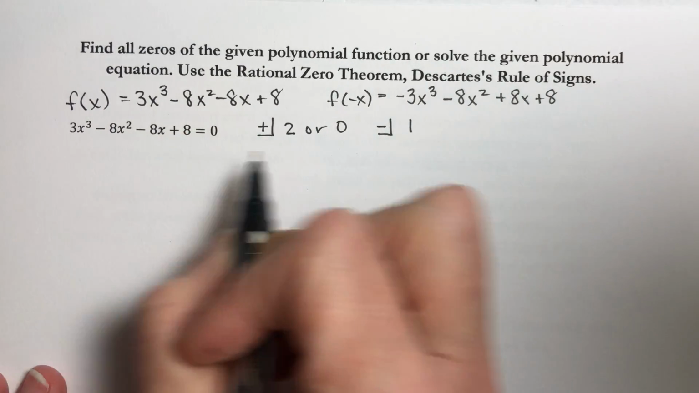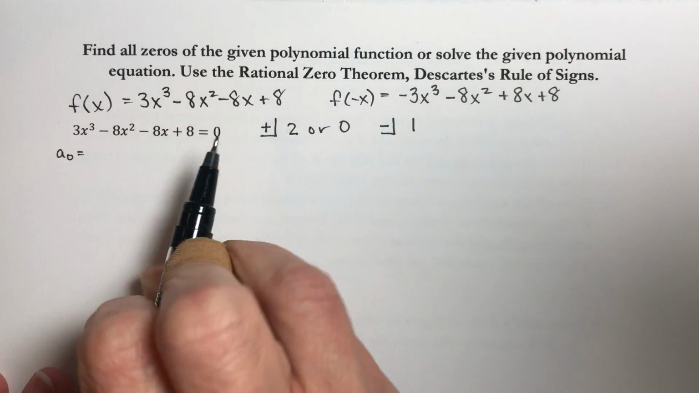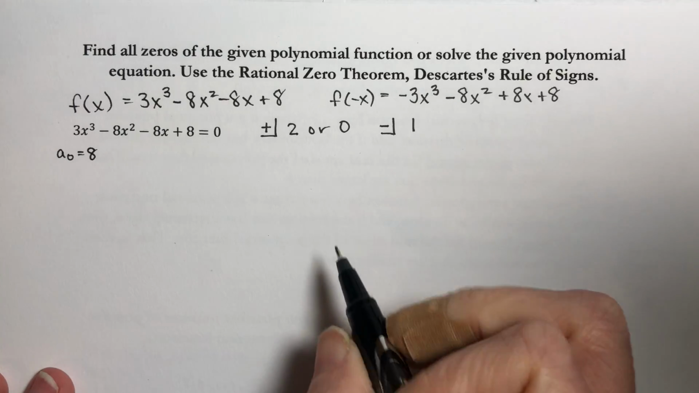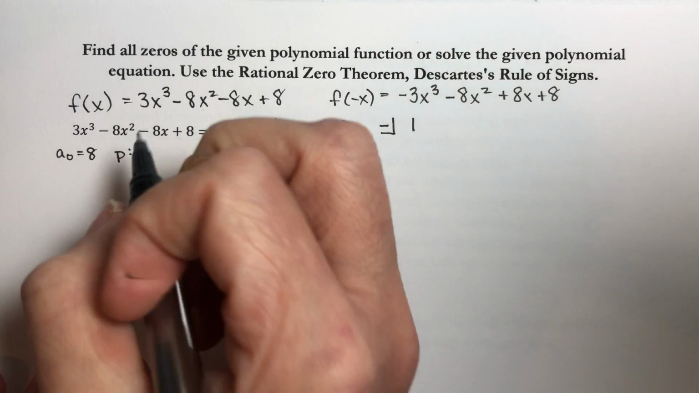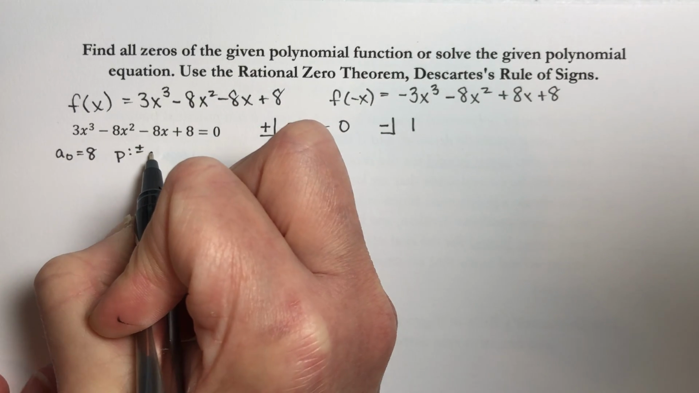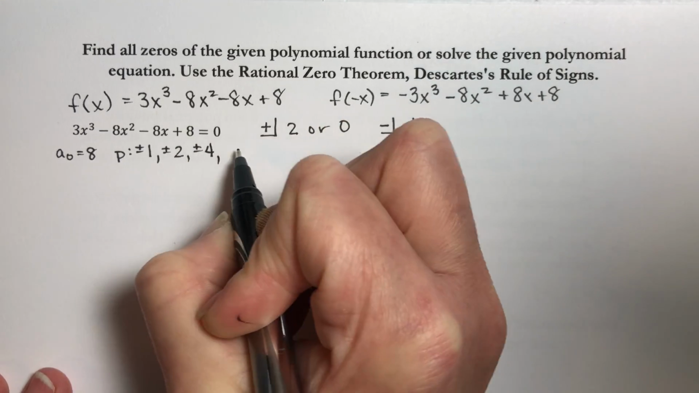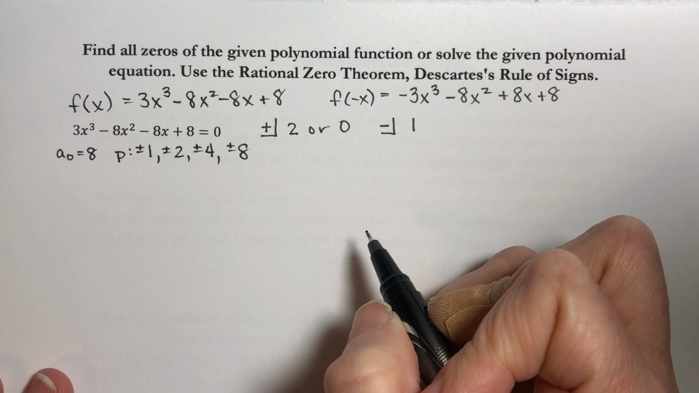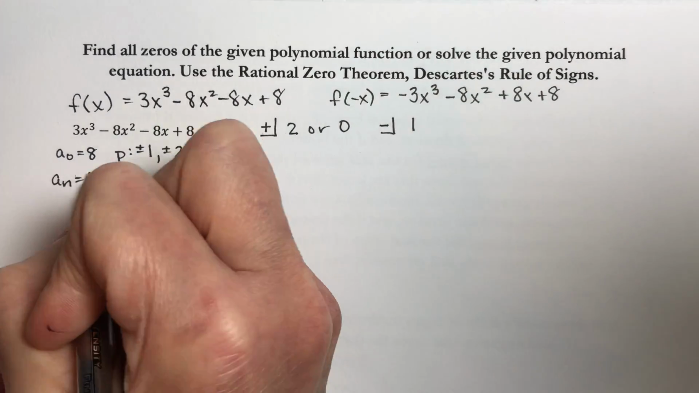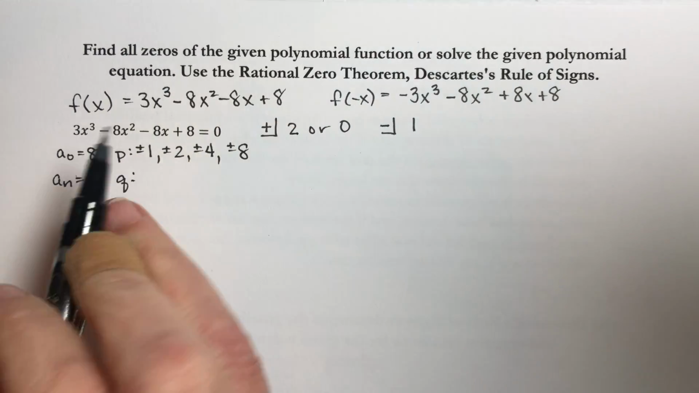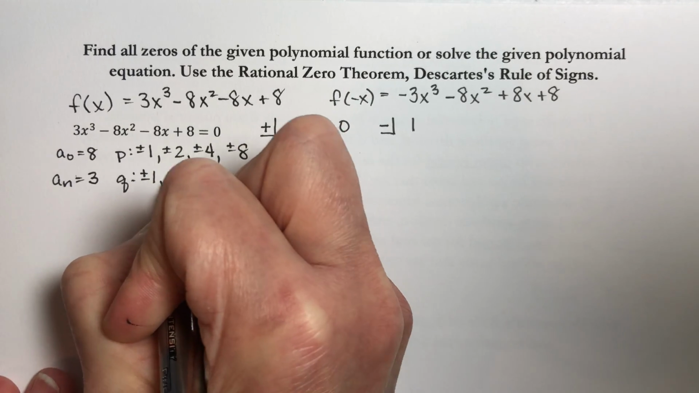Okay, so let's start with our P and Q stuff. A naught is 8. So our P values are everything that divide evenly into 8. So that would be, of course, plus and minus on all of these: 1, 2, 4, and 8. Now, our A N is 3. So our Q values are everything that divide evenly into 3, of course, with the plus and minus. That will give me 1 and 3.